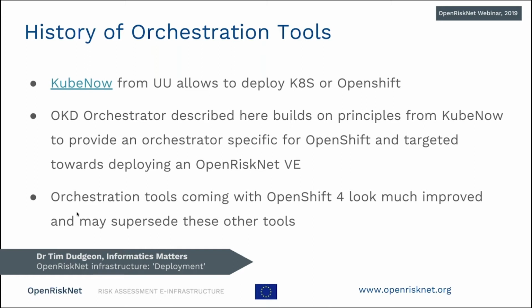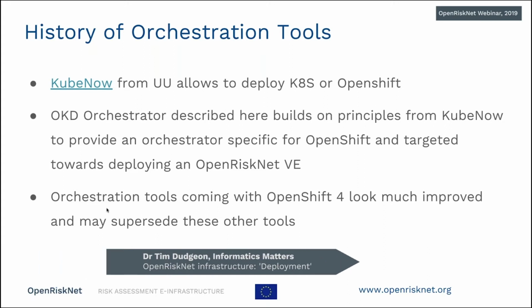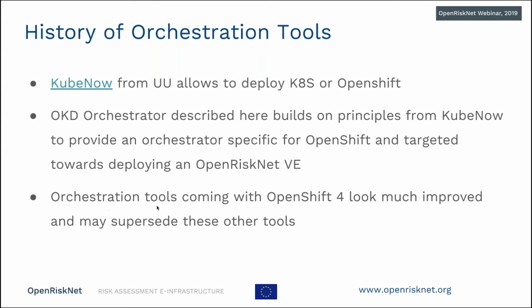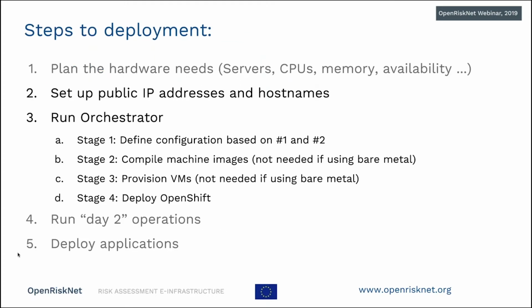Just as a heads up, OpenShift version 4 is coming out this year, and the deployment and orchestration aspects of that seem to be greatly improved over what exists today. And it looks to us quite likely that these orchestration tools will replace a significant part of the OKD orchestrator in the fullness of time. But as things are today, we believe the OKD Orchestrator is the best way of getting up to speed with an OpenRiskNet virtual environment. So how do you go about doing this?